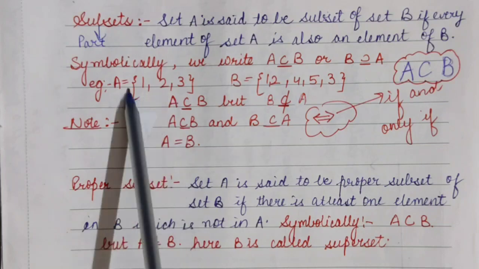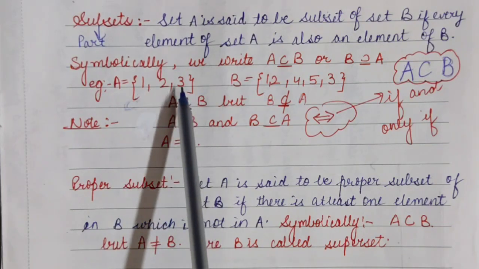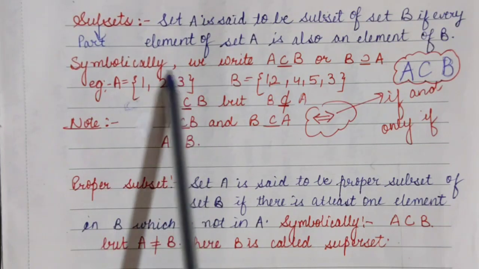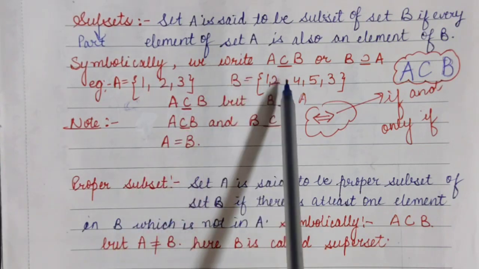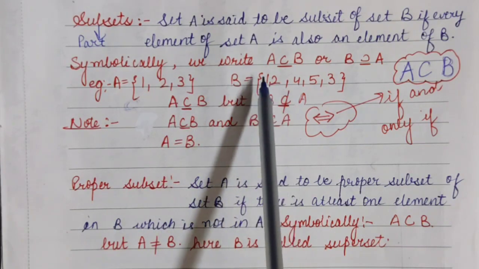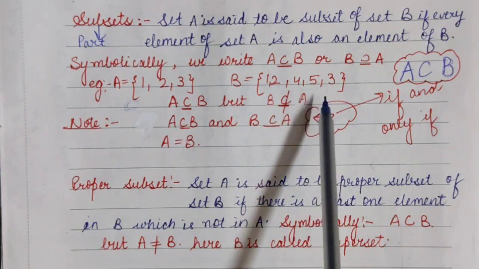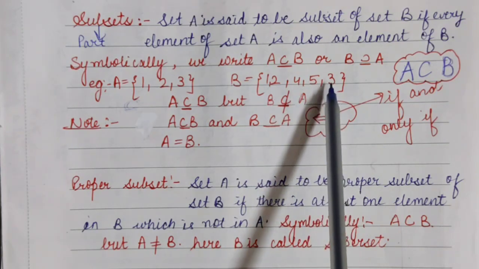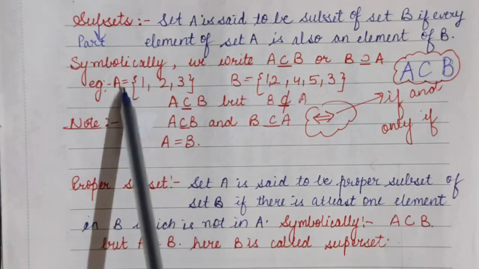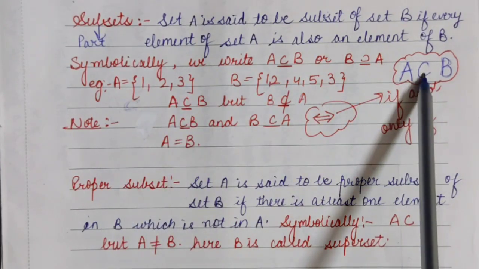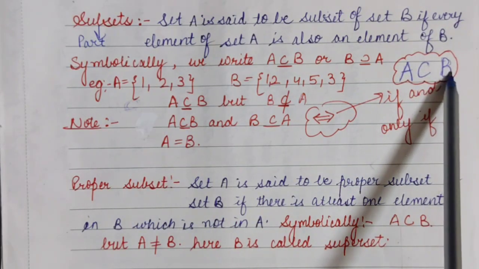So in this example also you people can see in set B 5 elements are there and in set A only 3 elements are there. Fine. It is clear that these 3 elements are contained by set B and except these 3 elements set B is containing 2 more elements. That is why we can also say that this set A is the proper subset of set B.